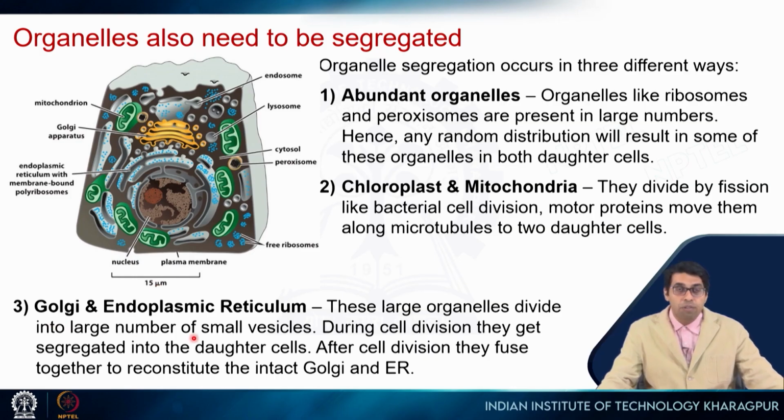Golgi and endoplasmic reticulum divide into smaller vesicles, and then during cell division, they are segregated into the two daughter cells. After the division is complete, they fuse together to reconstitute the intact Golgi and endoplasmic reticulum.